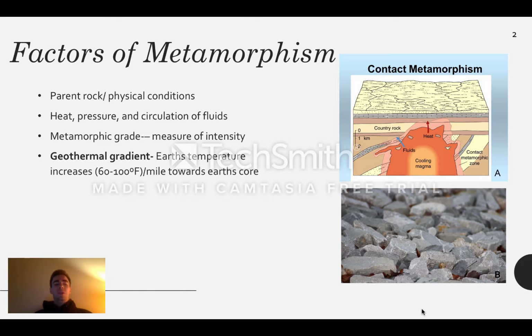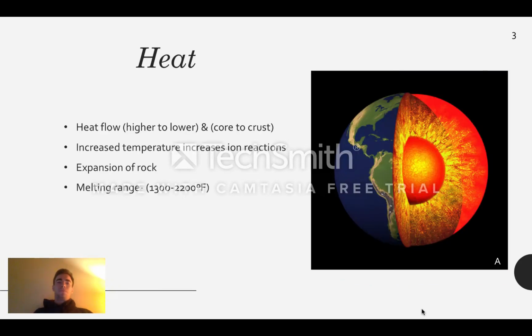An example would be the geothermal gradient, and the definition is that for every mile towards Earth's surface, the temperature increases 60 to 100 degrees Fahrenheit. An example of that would be picture A. So heat.